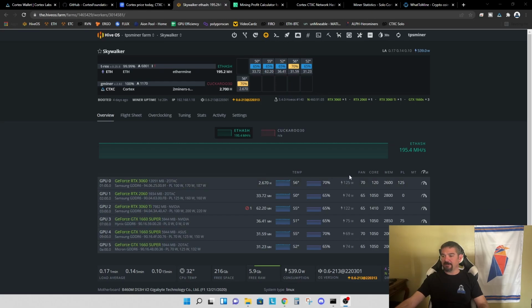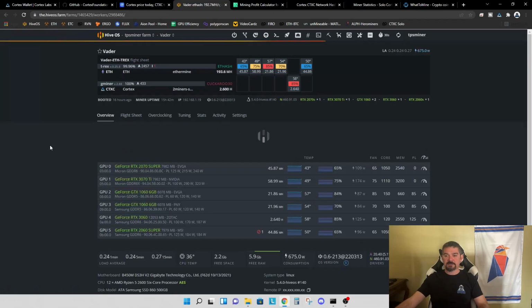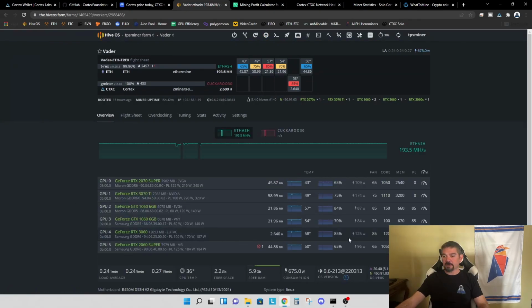Let's take a look at the overclocks. We're using a +120 on the core, 2600 on the memory, 125 watt power limit, and we're getting 2.67 graphs per second on this card. And on this one, we are overclocked at +120 on the core, 2550 on memory, 125 watt power limit, and getting 2.64 graphs per second.